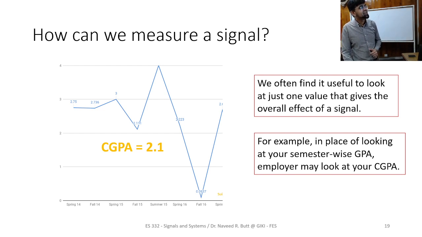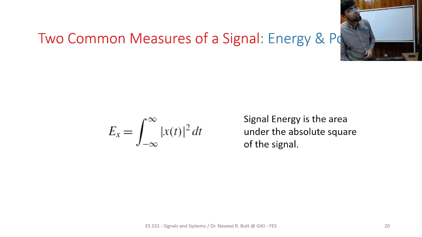सही है। अच्छा, so that was one measure that you already used, and you use many other measures by the way. But in this course, two measures that we are interested in are energy and power. So we define energy as the area under the absolute square of the signal.